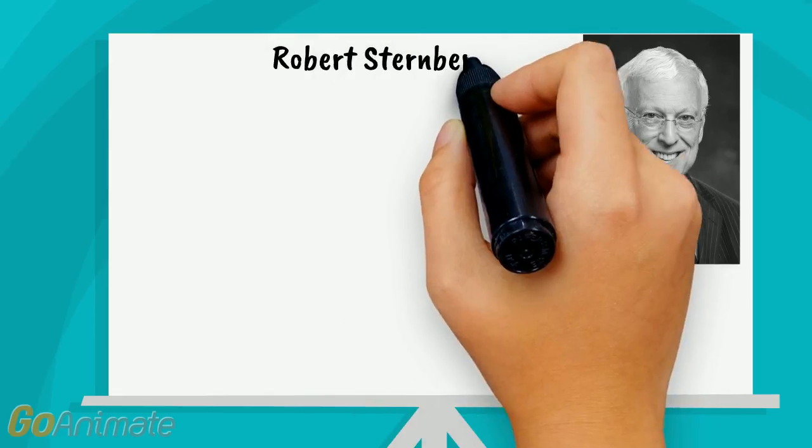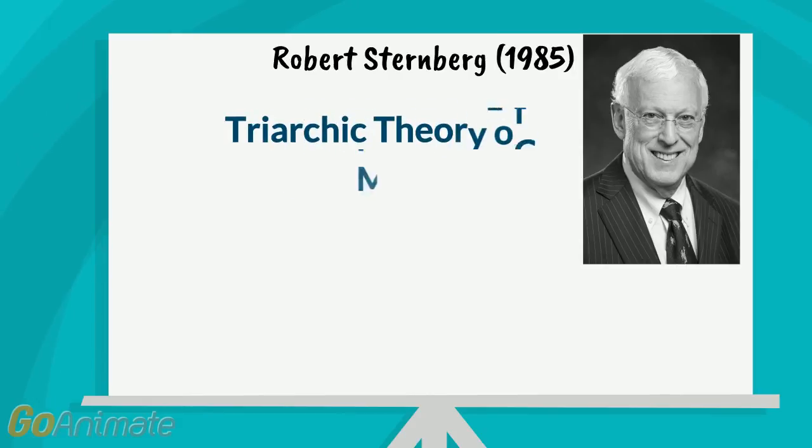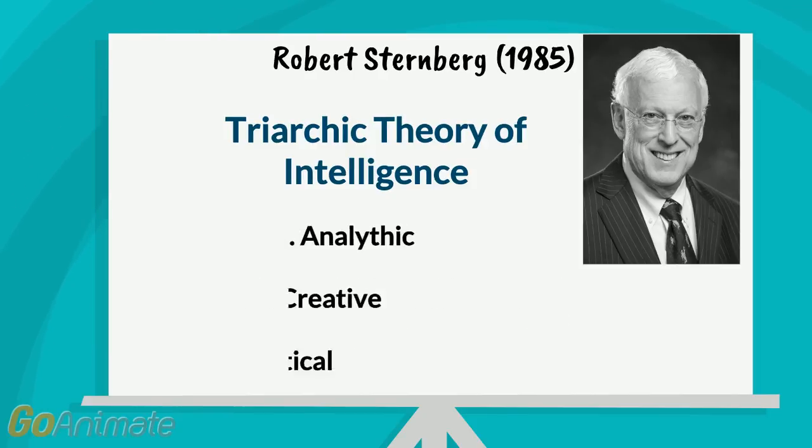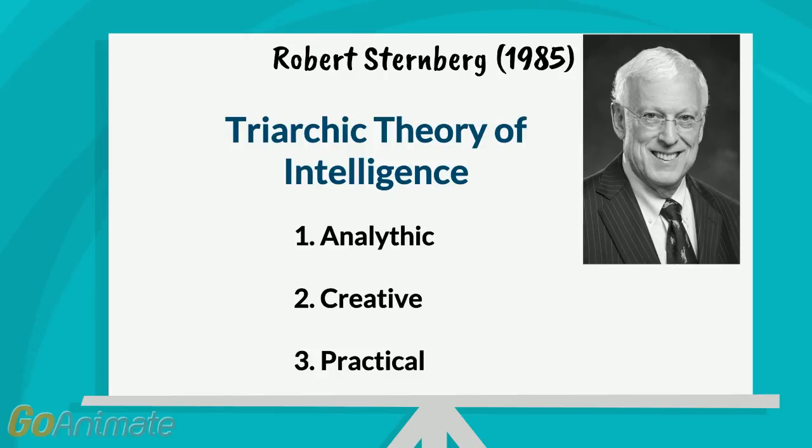Later, in 1985, Robert Sternberg, the former dean of Tufts, put forward his triarchic theory of intelligence, which argued that previous definitions of intelligence are too narrow because they are based solely on intelligences that can be assessed in IQ tests. Instead, Sternberg believes types of intelligence are broken down into 3 subsets: analytic, creative, and practical.